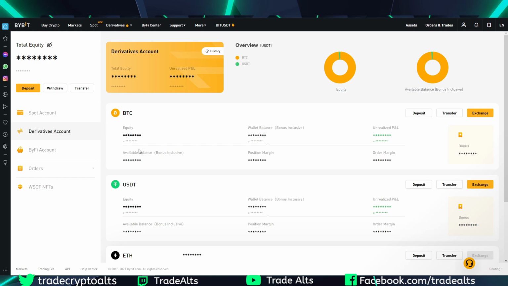So that's assets. Again, if you wanted to deposit or transfer, withdraw, this is where all of this takes place. So if you need to deposit to your wallet, click on this. It's going to pop up your deposit address for you to use. Or if you need to withdraw, same thing. It's very simple, straightforward, just like every other exchange out there.